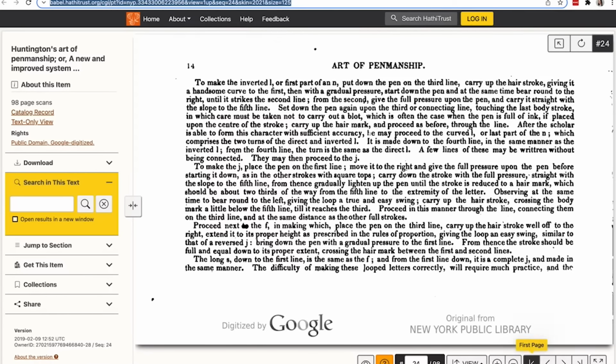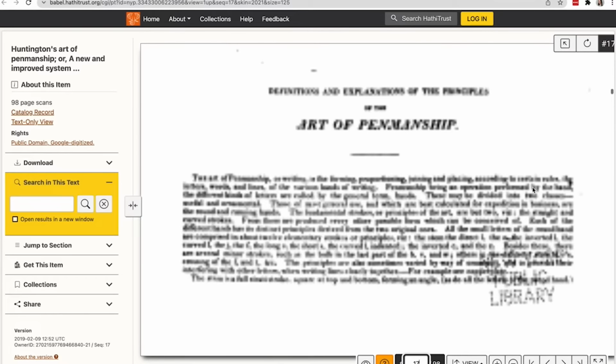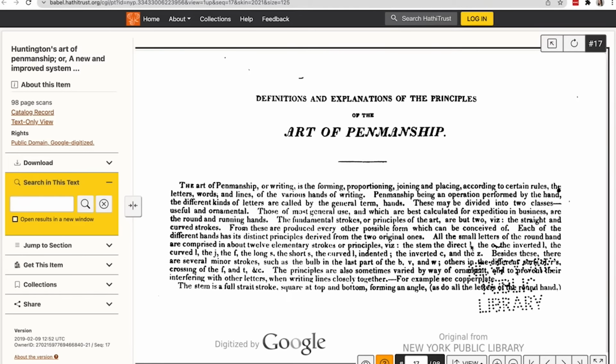Also, something interesting about this particular resource is that this is the only place where we could find the word fundamental strokes being used. And so here it was on this page right here, the fundamental strokes or principles of the art. That's the only place we could find the word fundamental strokes in any of these historical documents. In the other ones, or in most of them, they're called either the principles or the parts of the letter. But these days we usually refer to them as the basic strokes or the fundamental strokes, depending on who you ask.